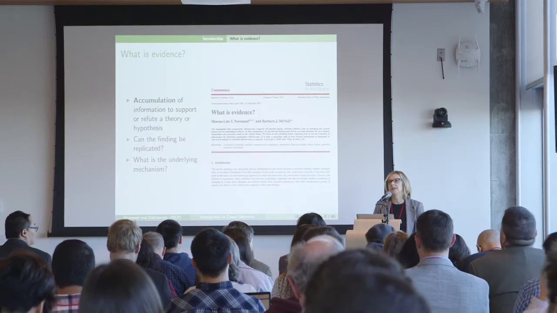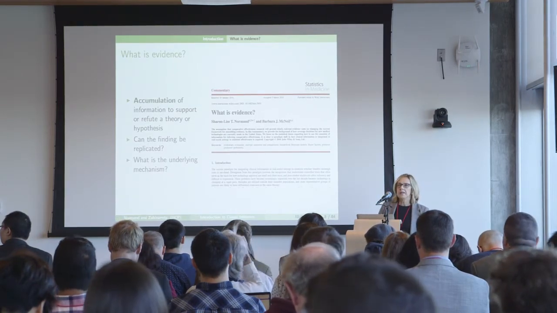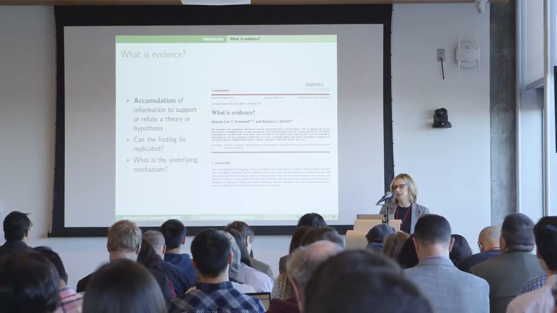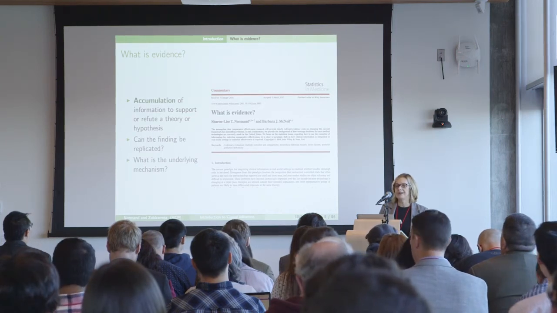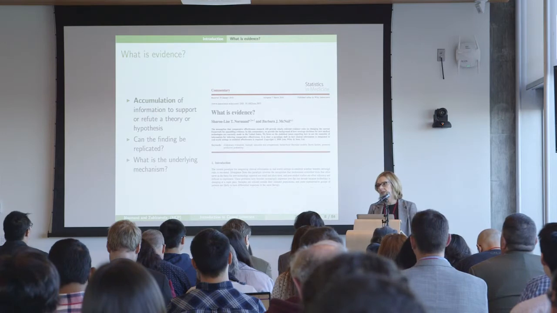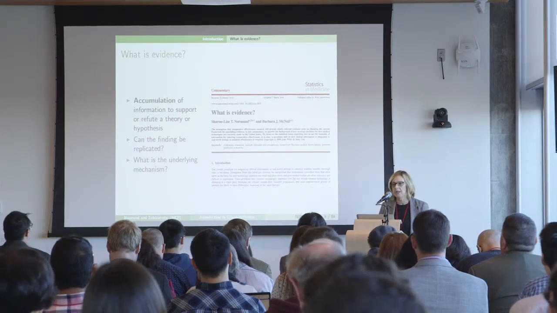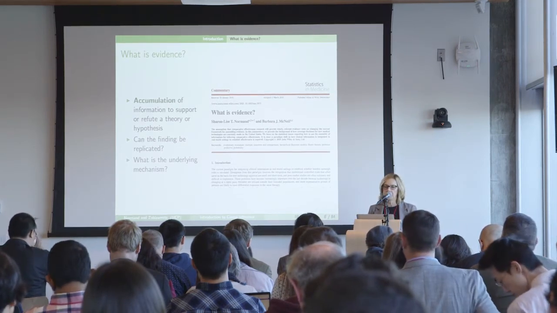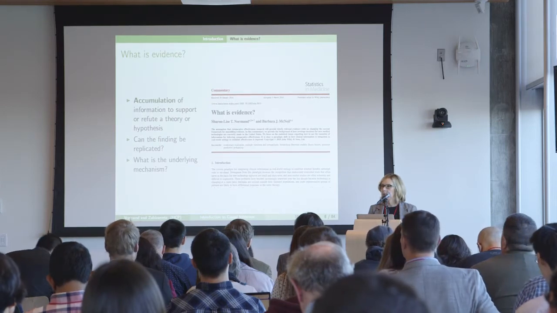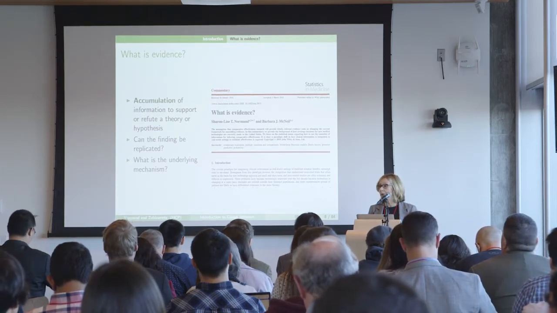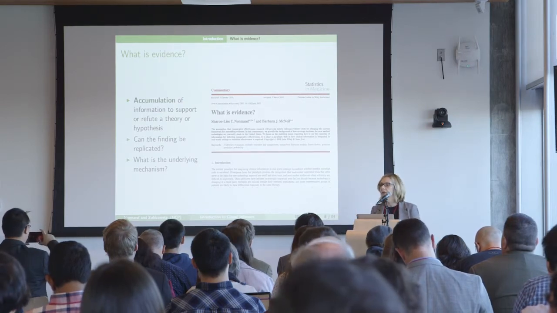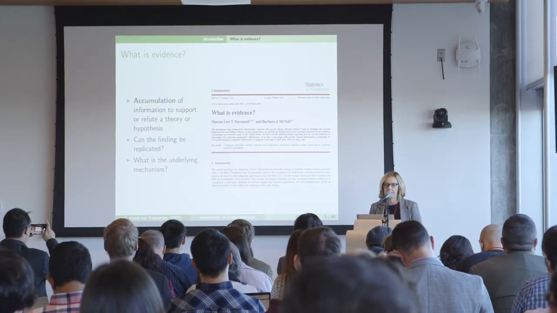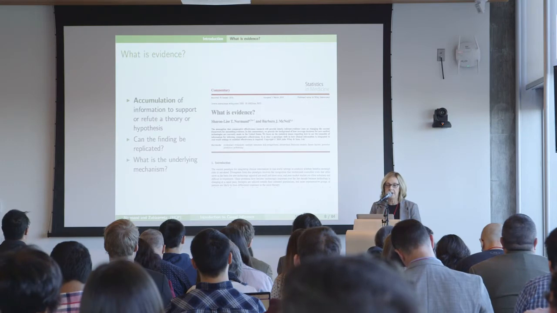So what is evidence? Evidence takes many forms and shapes, but an important point to emphasize here is an accumulation of information. You'll get evidence from some studies, but in order for it to be real evidence, you want lots of confirming pieces of information to refute or support a particular theory. We want to ask whether the finding can be replicated, and hence that's why we want to look in different study designs, different settings, maybe different populations. Do we find the same finding?